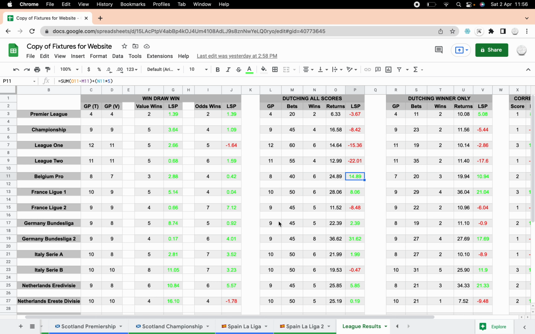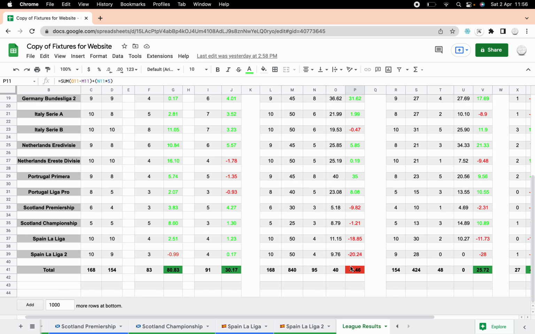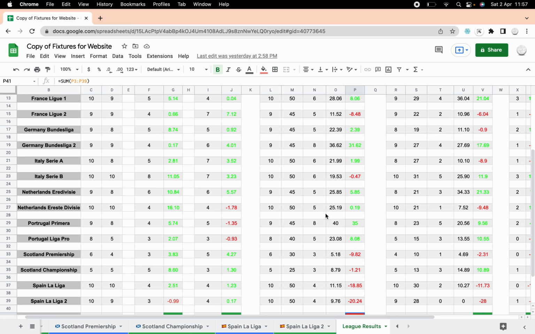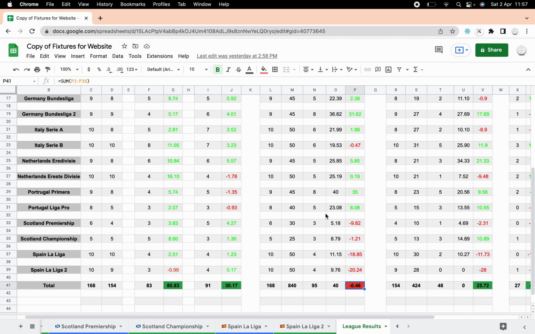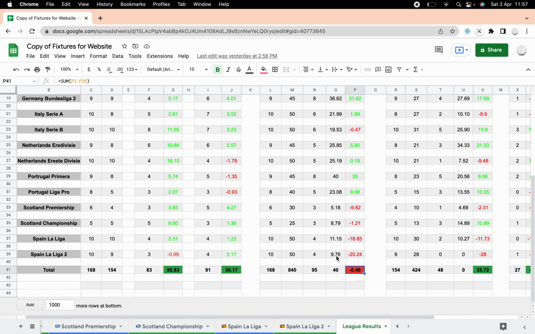And if we go down to what we're really interested in, if you'd have bet £5 on each Dutching outcome last week or the week before, you'd have ended up losing 0.46 points. So it wouldn't have been profitable. Too many bets, without filtering the games out, and it's not profitable. It's only just not profitable, but it's still not profitable.